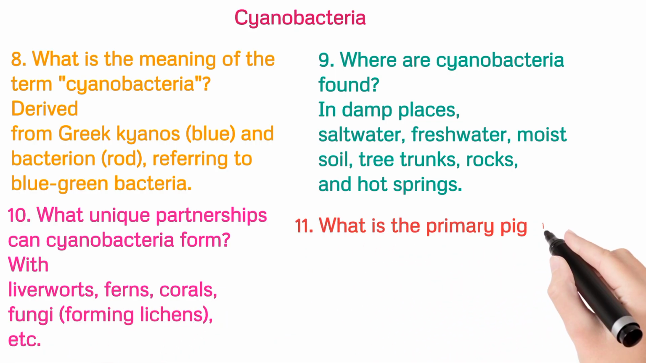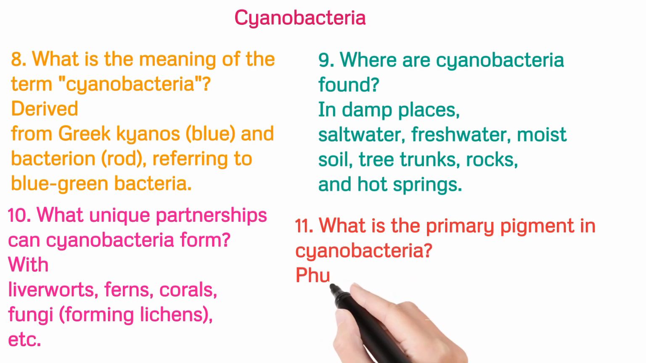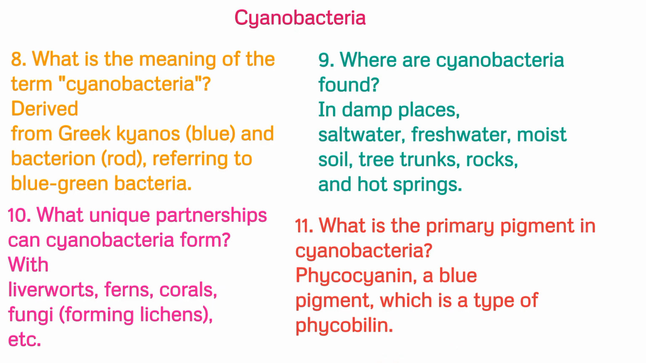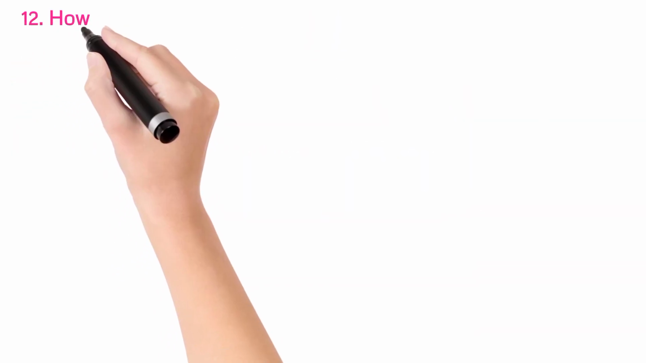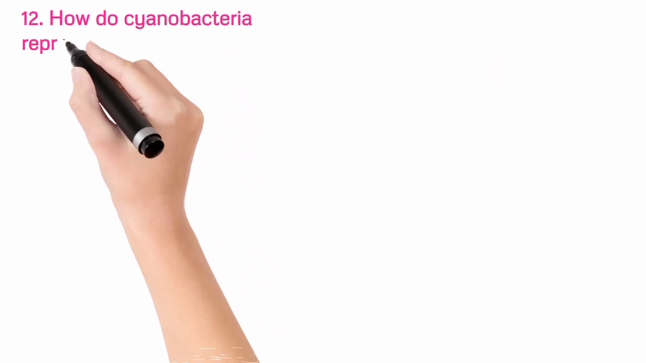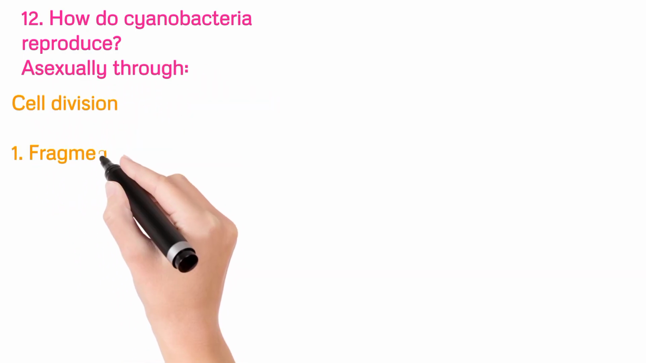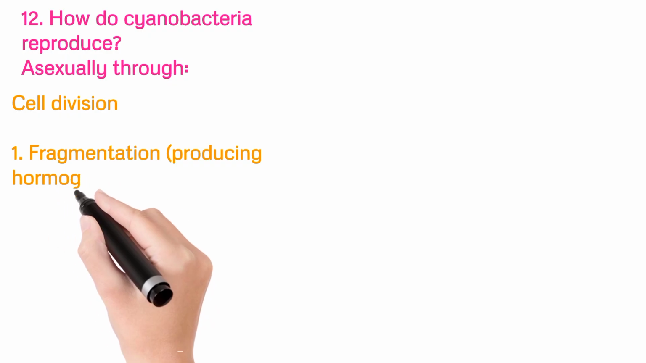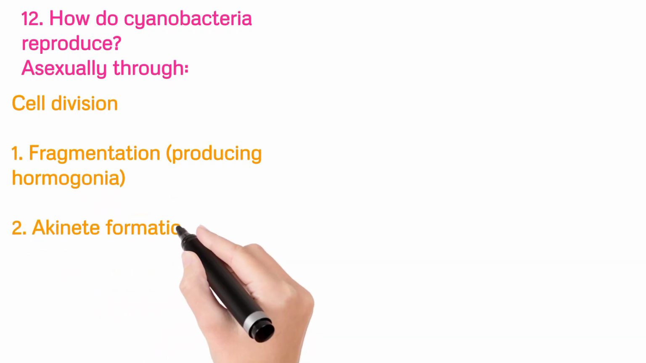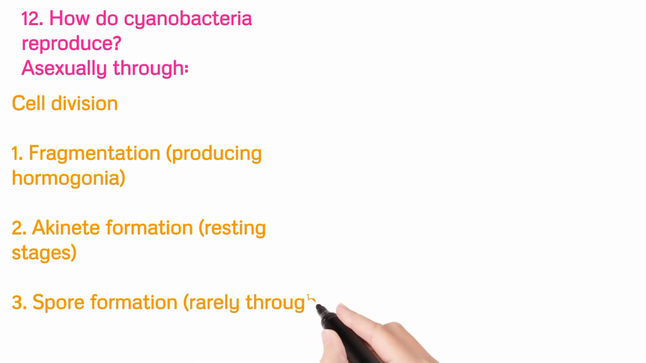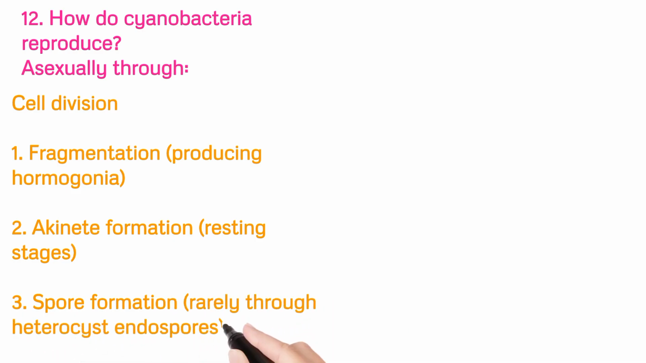11. What is the primary pigment in cyanobacteria? Phycocyanin, a blue pigment, which is a type of phycobilin. 12. How do cyanobacteria reproduce? Asexually through cell division, fragmentation, producing hormogonia, akinete formation, resting stages. Spore formation, rarely through heterocyst endospores.